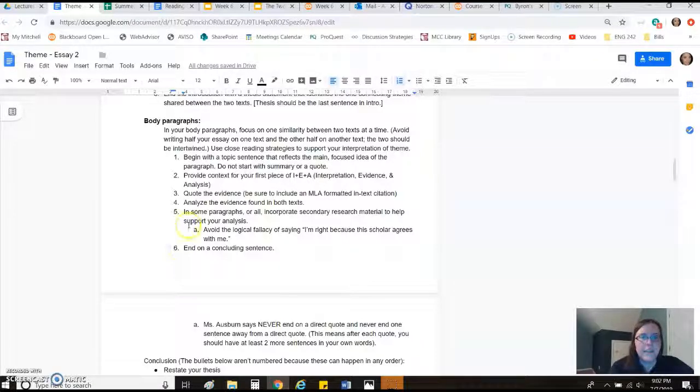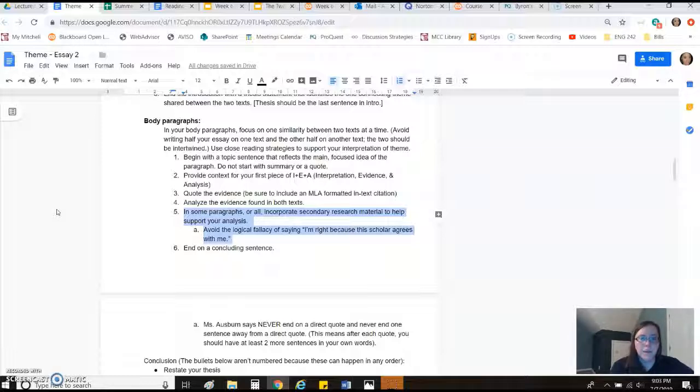I have it down here after you have already analyzed the text for yourself, but you get to decide where it's going to be most appropriate. Just make sure that you don't, again, do one of two things. Don't start your paragraph by talking about your secondary source. This is your paper. These are your ideas, your analysis. You should be the voice that frames all of your paragraphs.